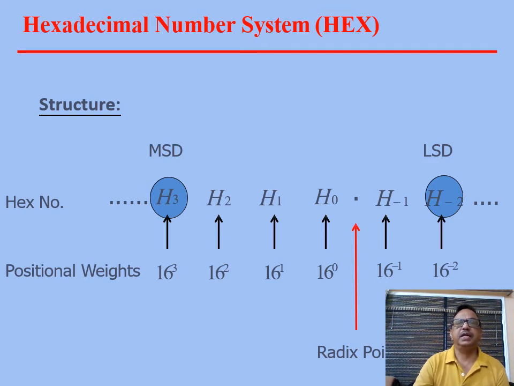Now see the hexadecimal number system. Here we have shown the structure, a hex number and its positional weights. This point represents the radix point, which separates the integer and fractional parts in the hexadecimal number system. The positional weights are shown in this diagram: 16 to the power 0, 16 to the power 1, 16 to the power 2, 16 to the power 3, and the fractional weights 16 to the power minus 1, 16 to the power minus 2, and so on.